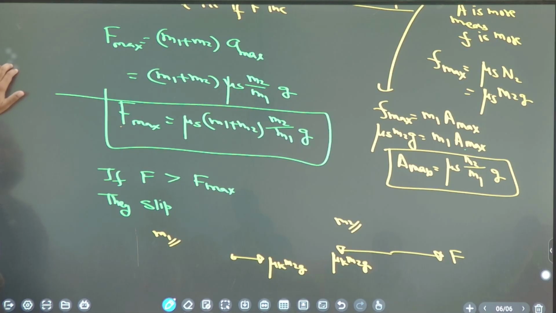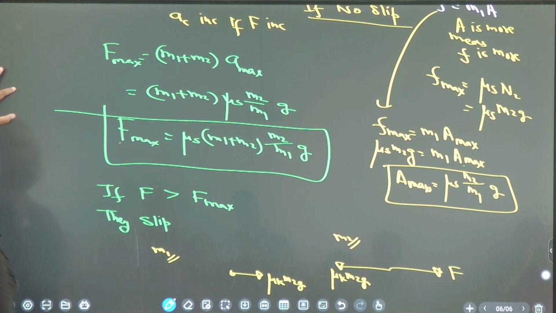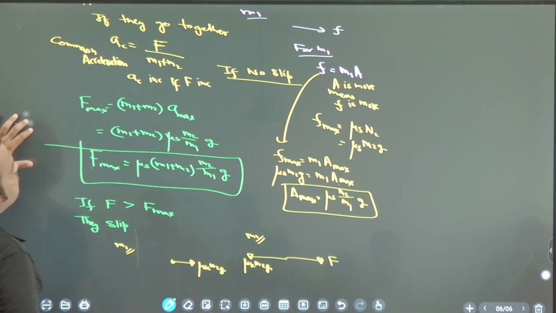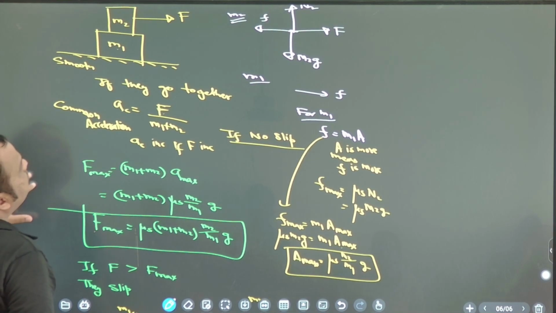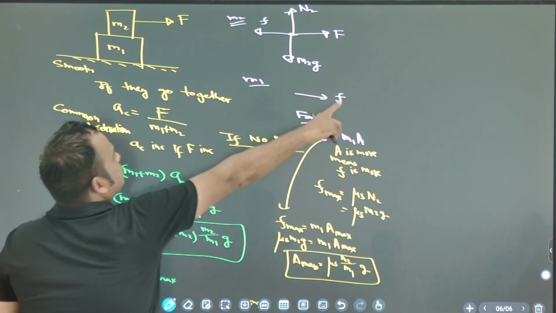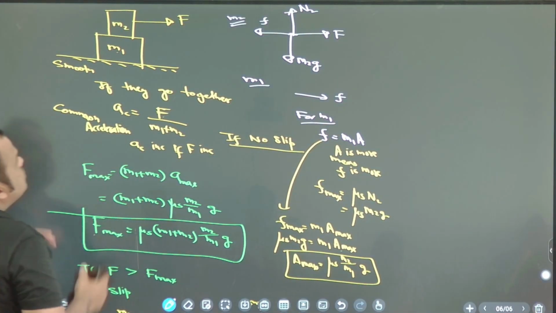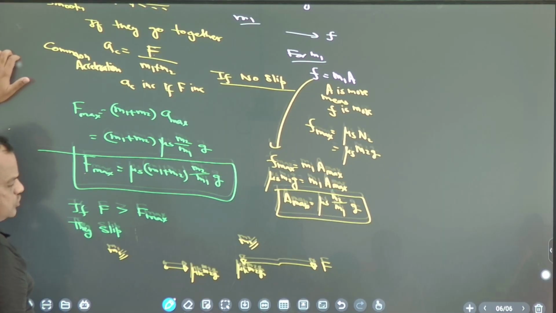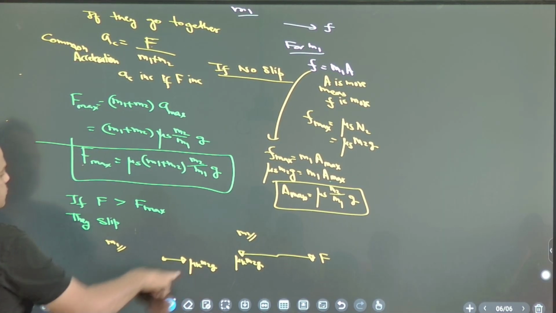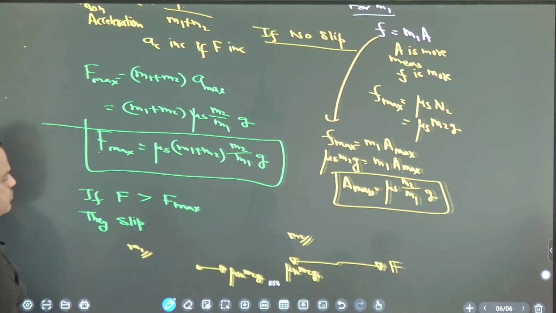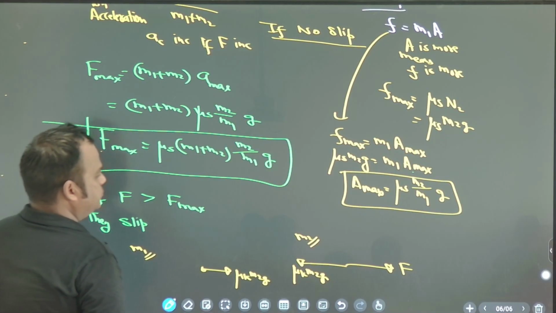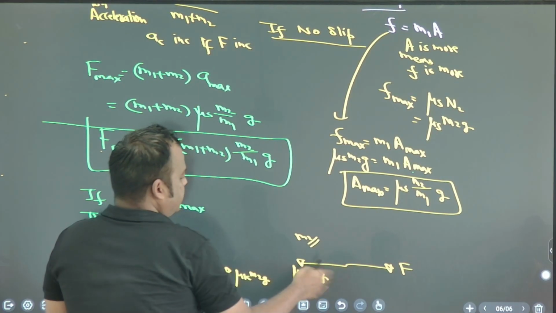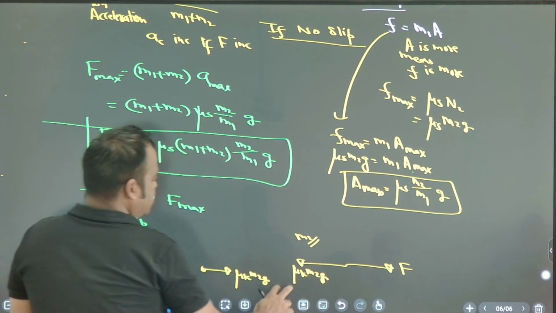Are you getting it? Come to the free body diagram of M1. What is the rightward force? Friction. If they are slipping, friction is kinetic. So what is the kinetic friction? Mu k M2 g. And for M2, right side capital F, left side mu k M2 g. Okay, clear?